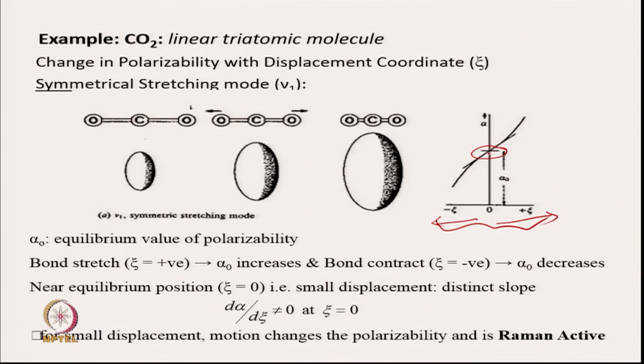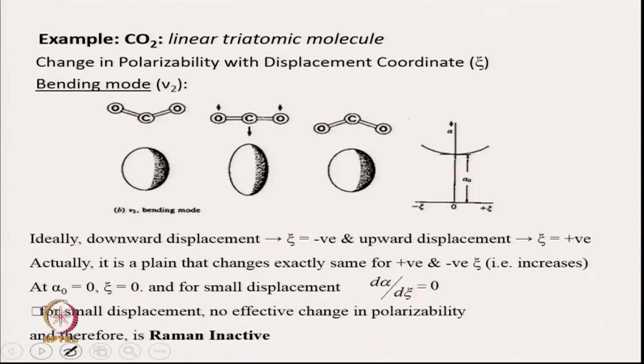So, if you look at this point, what you will see is near equilibrium position, if you look at a small displacement, it has a slope. So, you can see that there is a slope. What that means is, for a small displacement, motion changes polarizability, and thus the symmetrical stretching mode is Raman active. Now, let us think about bending mode.